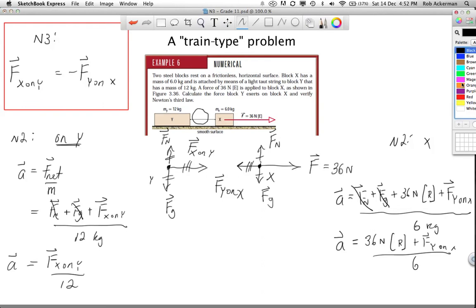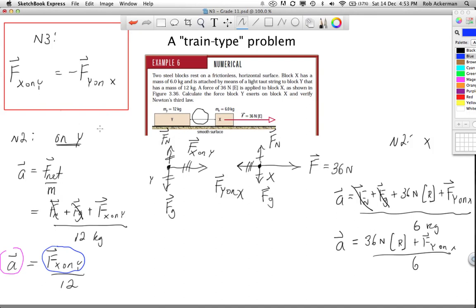How many variables have we got? Like I said earlier, we have acceleration, and we have, I'll use another color to show that, Fx on y. Here we have Fy on x. Is that a new variable? It is. However, look what we know from here. We know that Fy on x is the negative of Fx on y.